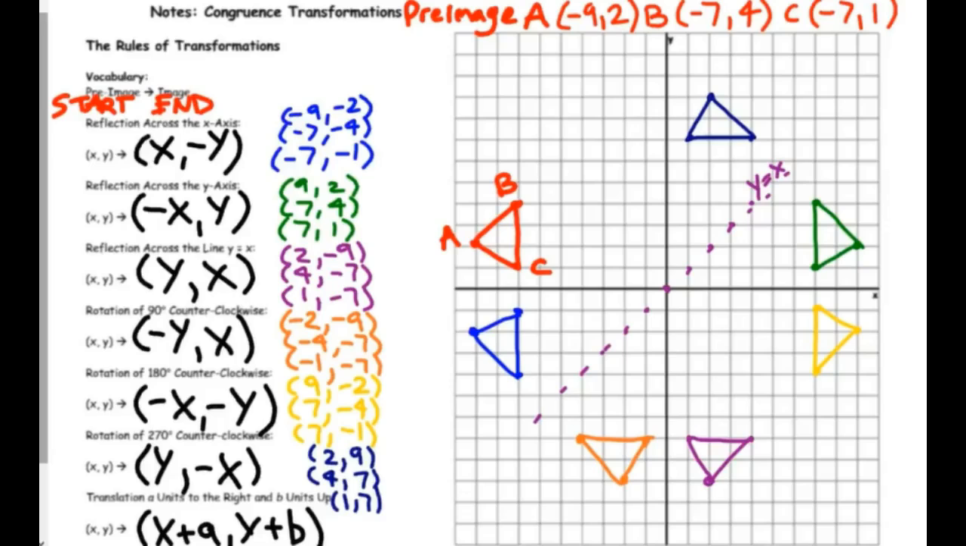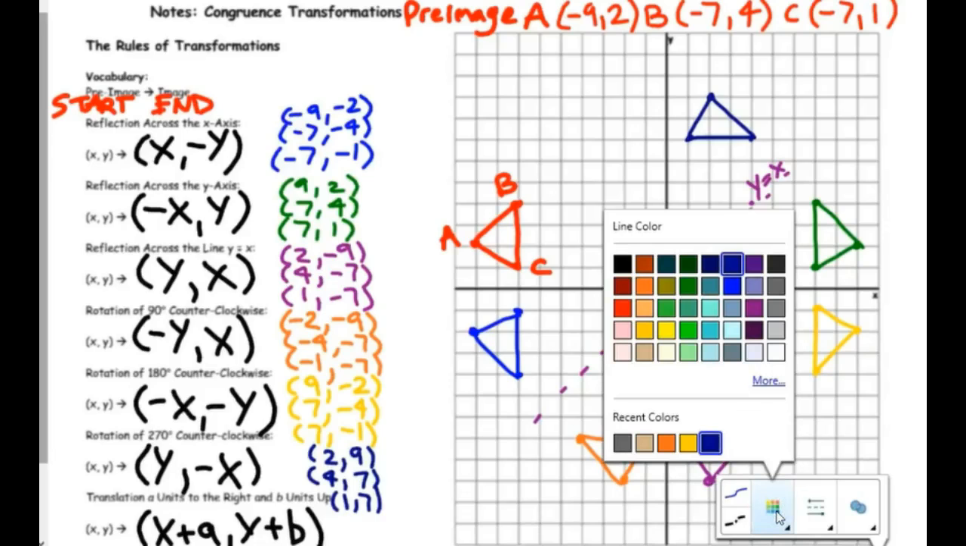And then we have one more transformation, and that's translation. Now, translation doesn't have one rule. It just depends what they tell you to do. Okay, so I'm going to give you just an example that we can work with here. And we'll do this one in brownish.